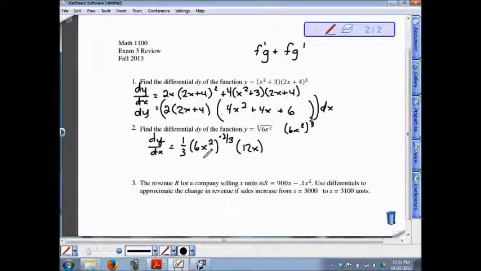So simplifying this a little bit, we're going to have a 12x in the numerator, and then a 3 times 6x squared to the 2/3 in the denominator. That's dy/dx. So dy is then going to equal 12x dx over 3 times 6x squared to the 2/3 power.